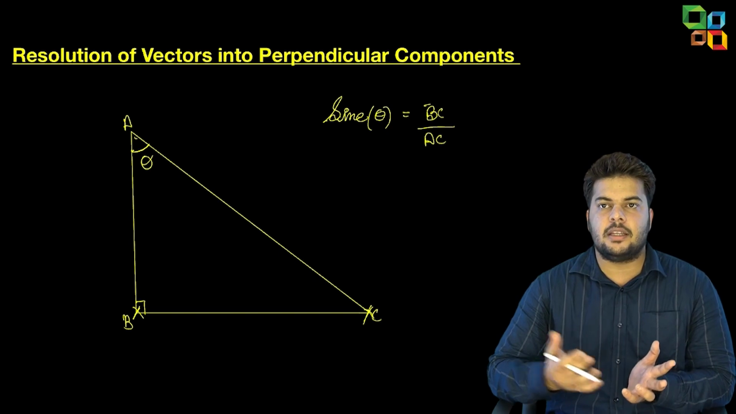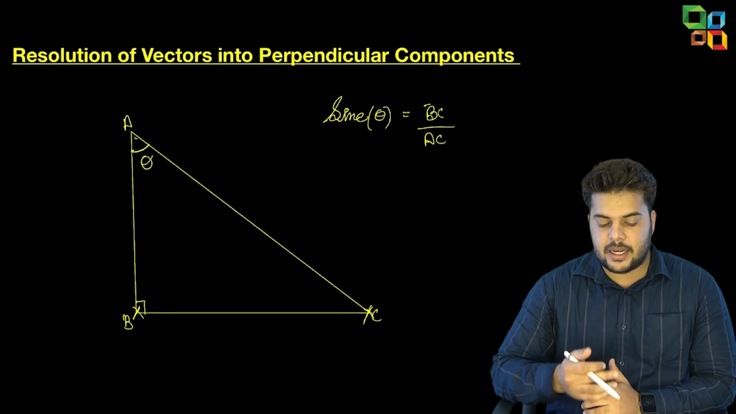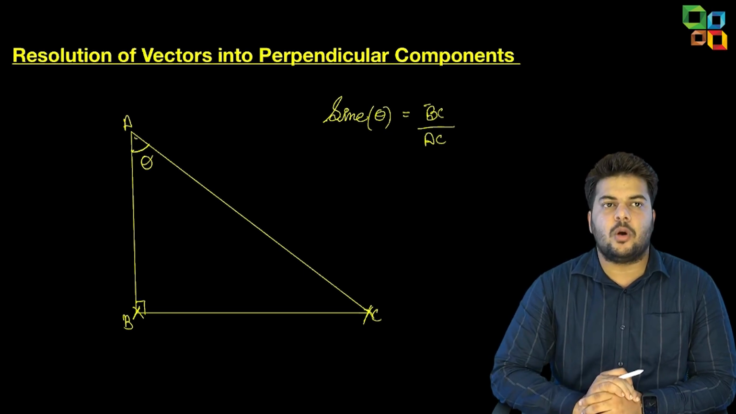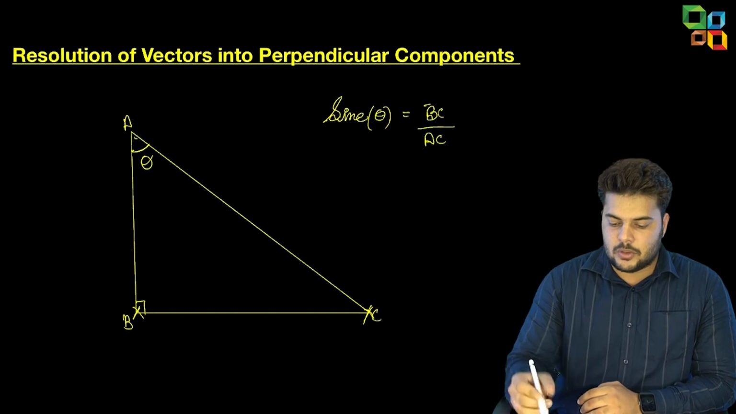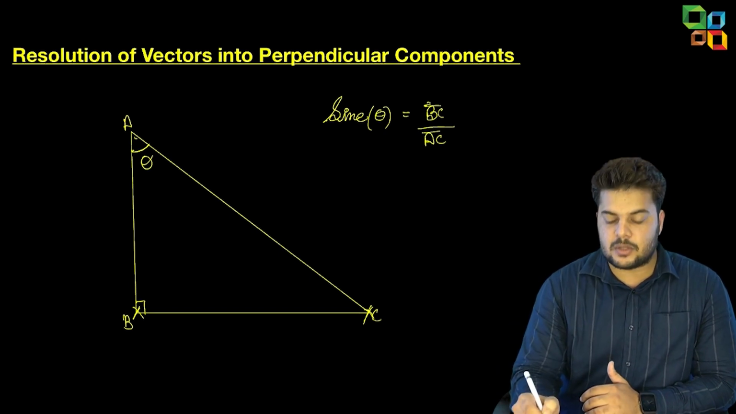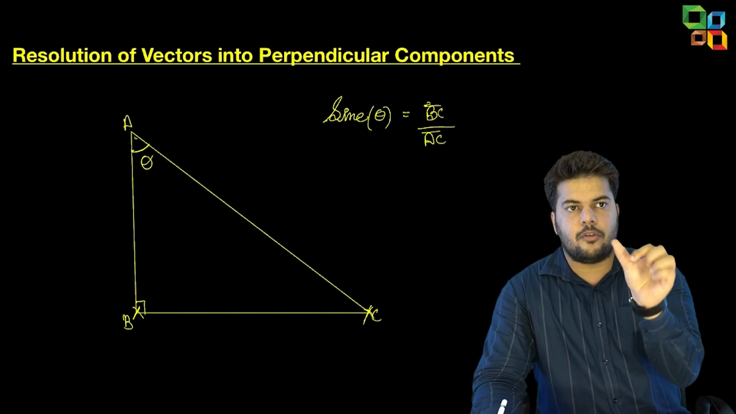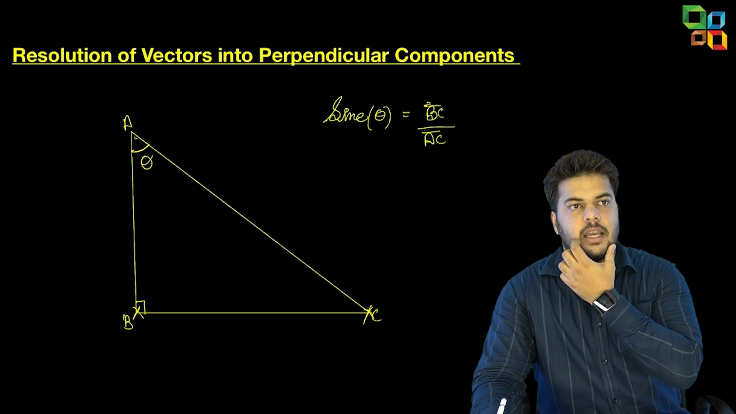If one of the angles is 90, the sum of the other two angles must be 90 as well, isn't it? So the other two angles are smaller, so the sides opposite to them are also smaller than the hypotenuse. So here, sine theta is BC by AC. I'm calling the ratio of BC by AC as the sine of the angle theta.